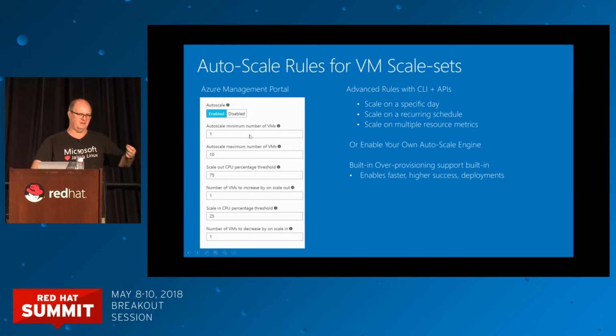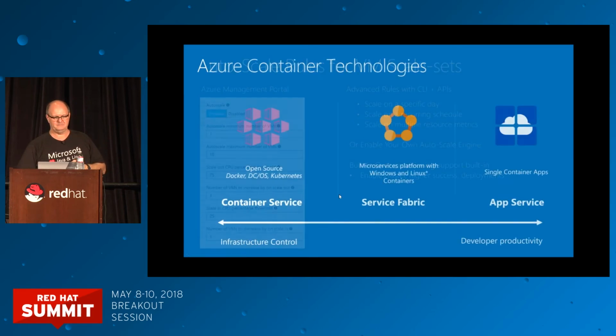So if your VM CPU is going over a certain limit, you can add another VM or another 10 VMs. If it goes below a certain limit, you can scale those back to save money. So that's another option as well.